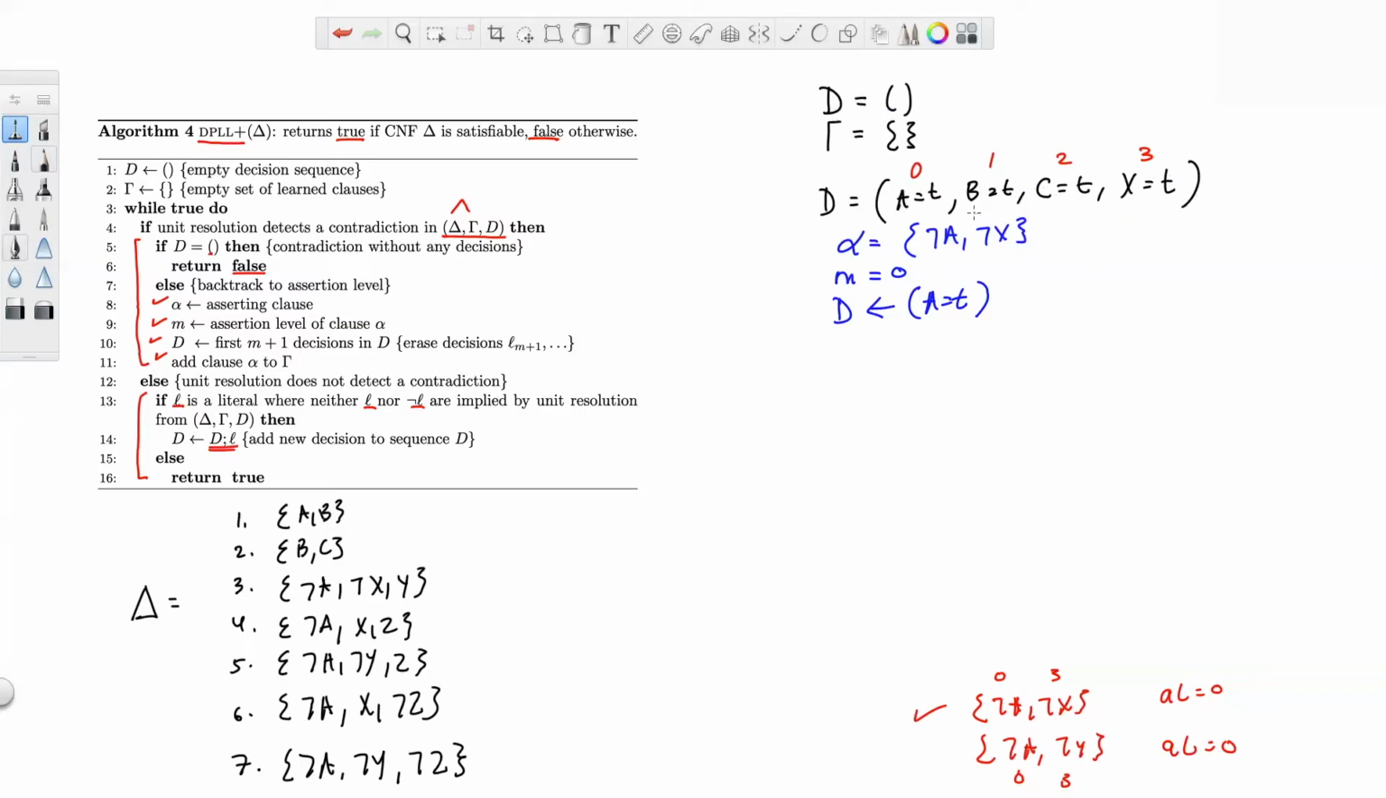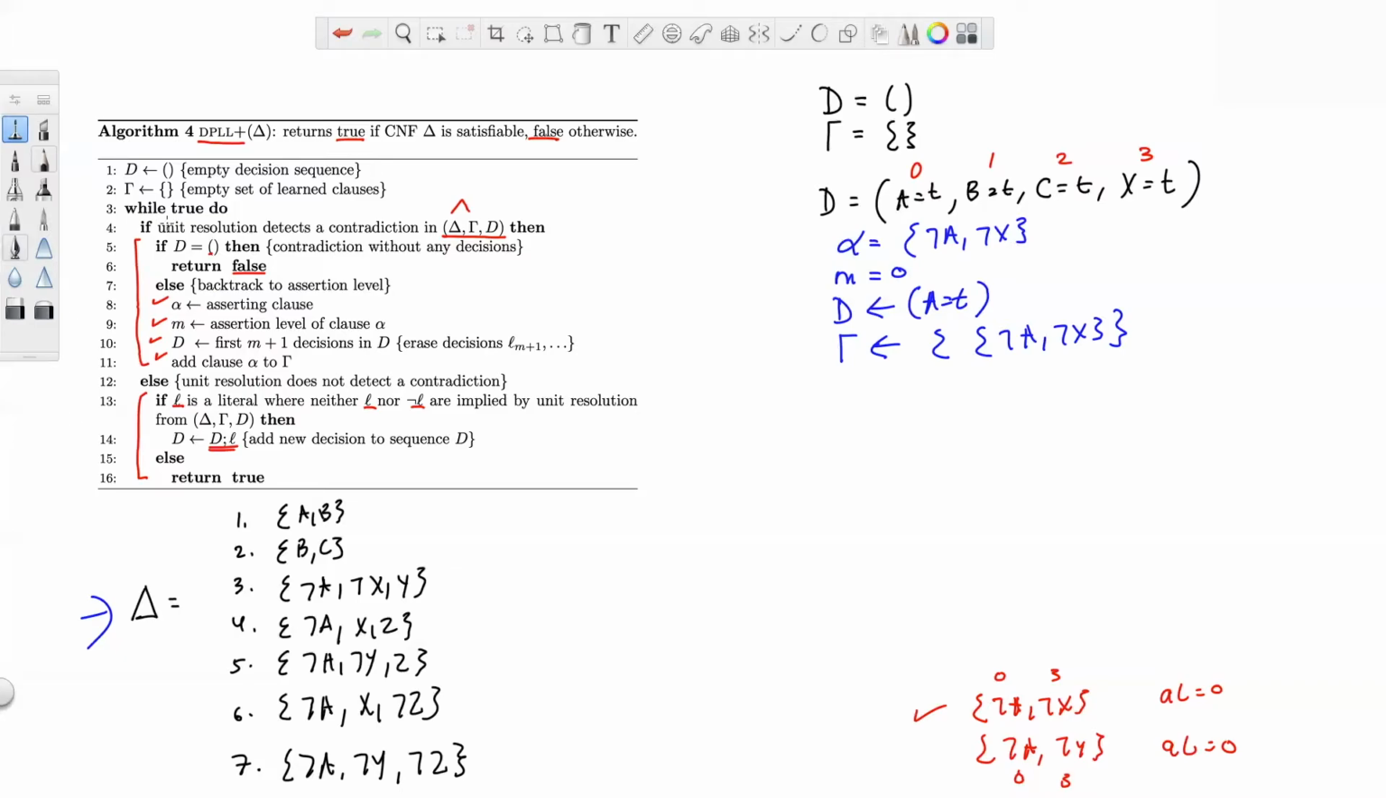I'm removing these. So this is where I am now. And then it says add clause alpha to gamma. So gamma now has, and my knowledge base is the original delta plus this gamma. Now what do I do? I'm done with this. I just repeat, so I go back to the top of the loop.